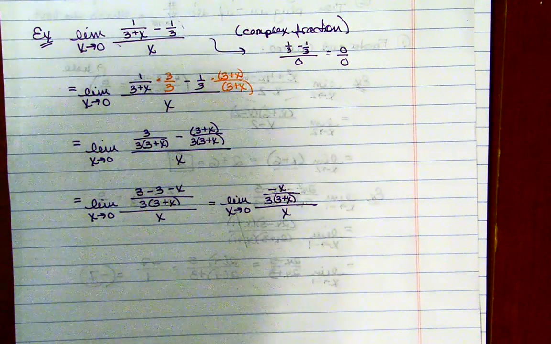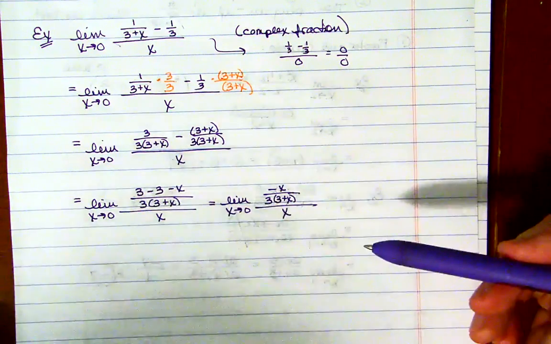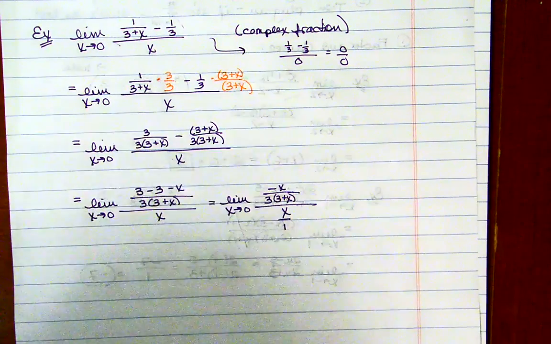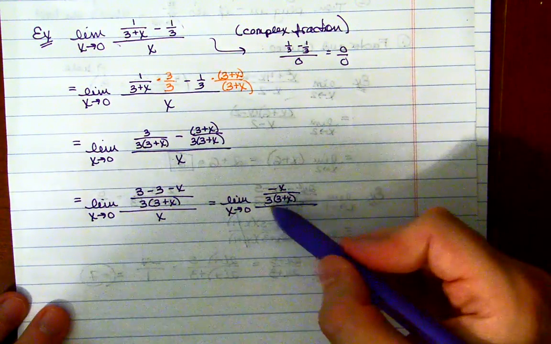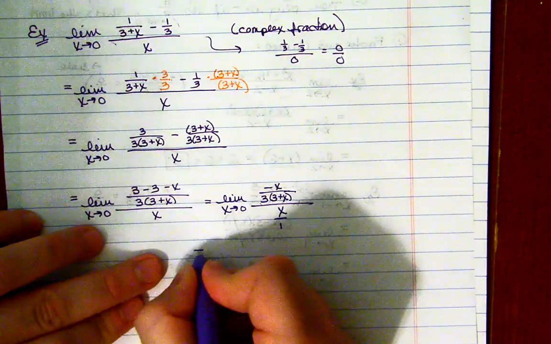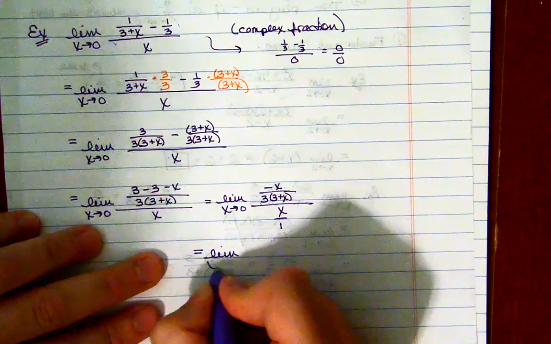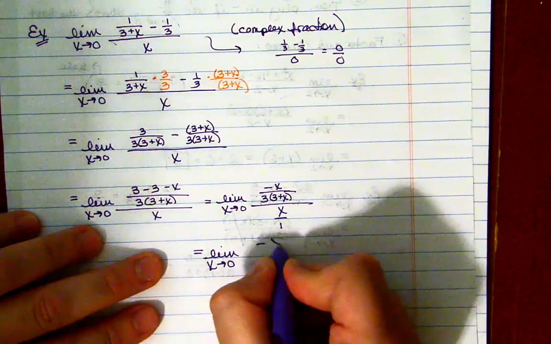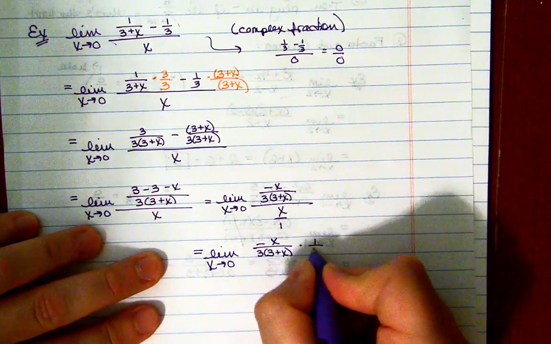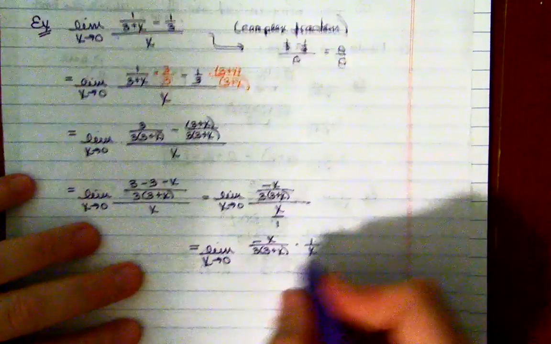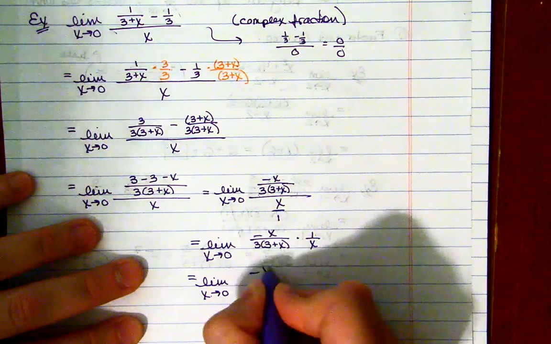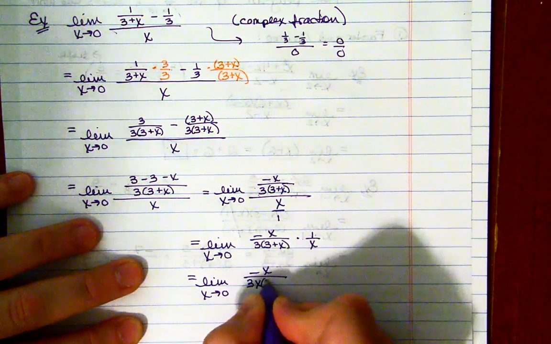And I am actually not crazy about complex fractions with a fraction in one half but not the other half. I kind of want fractions in both parts. So how about I turn my denominator into x over 1? And then actually, to divide this thing by x over 1, how about I just multiply this thing by the reciprocal? I'm going to get the limit as x approaches 0 of negative x over 3 times 3 plus x times 1 over x. Or this gives me the limit as x approaches 0 of negative x over 3x times 3 plus x.